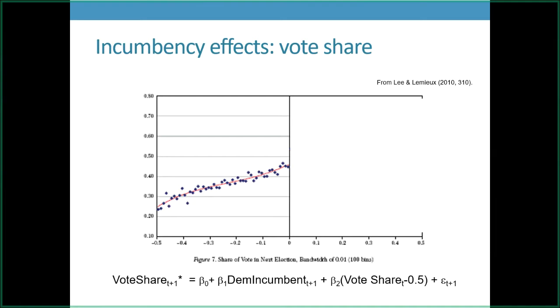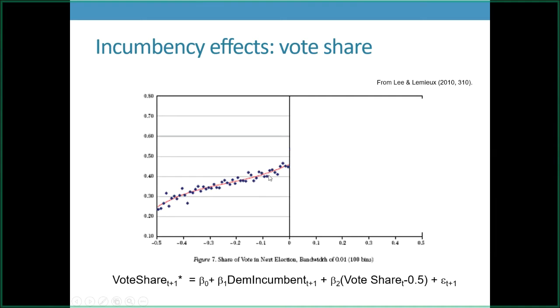All right, almost every regression discontinuity research paper you ever read is going to have a diagram that looks like this. The y-axis is the share of the vote that a candidate received in the following election. The x-axis is the share of the vote they received in the previous election, normalized around 50-50. So a 0 means that you received exactly 50% of the vote.